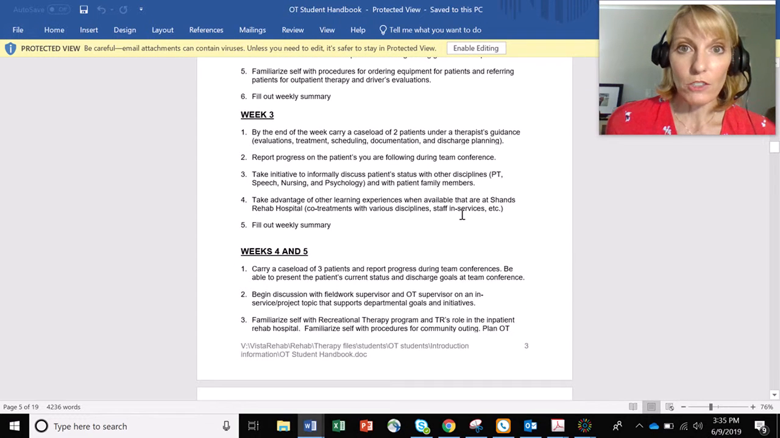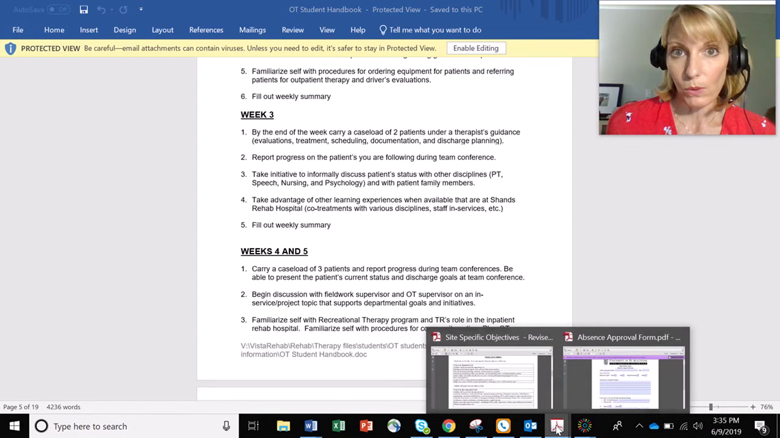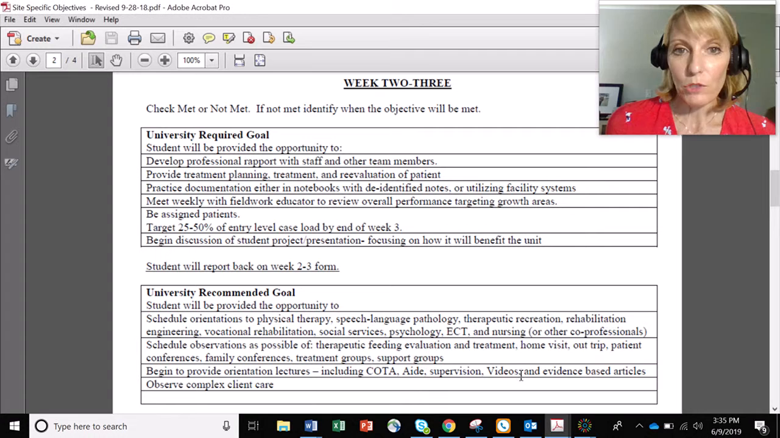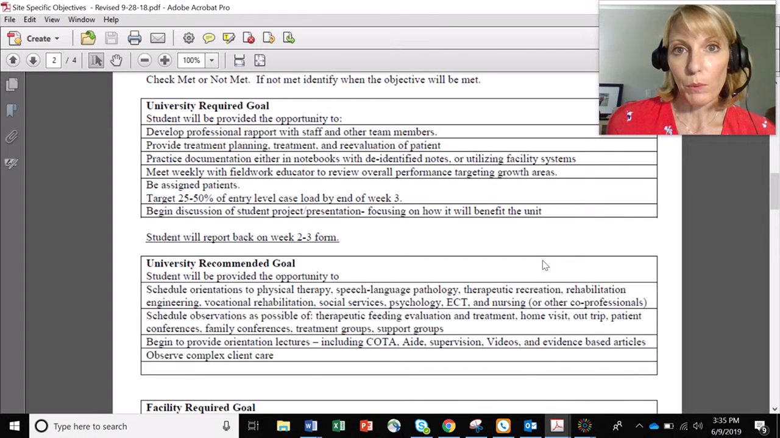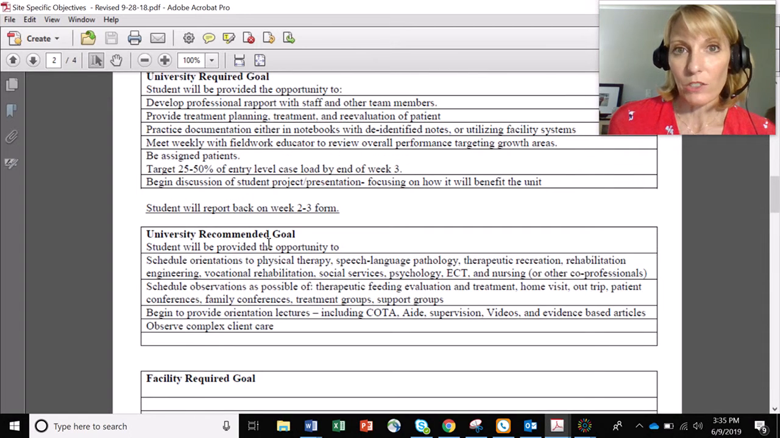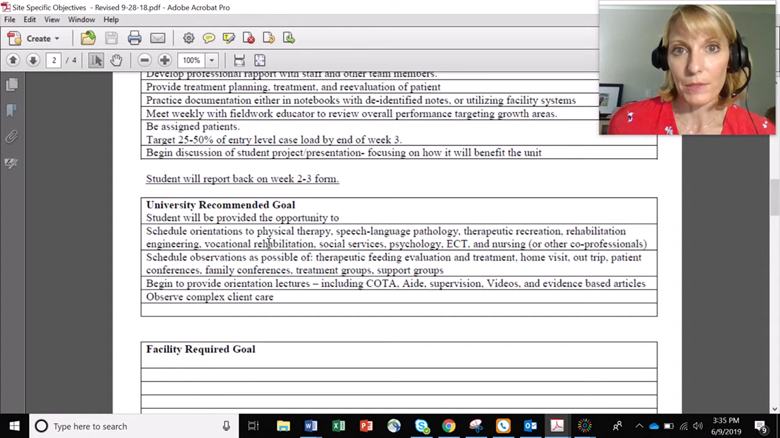Some of your sites choose the University of St. Augustine site-specific objectives, and those are general too. The USA objectives will give your fieldwork educators somewhat of a guideline of what's expected of you week to week, but again, these are somewhat general, and each site has the choice of adopting the St. Augustine objectives and then modifying them if they choose to.